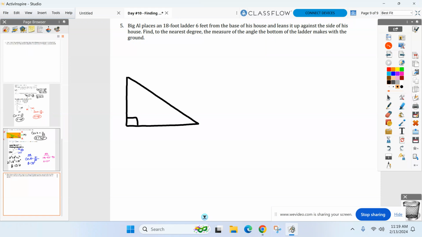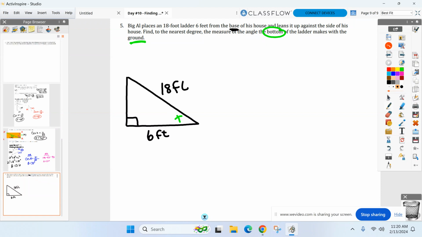All right, so your ladder's leaning, so hopefully you put the 18 on the hypotenuse. 6 feet from the base. I'm trying to tell you, that's from the bottom of the house, right? Down here, 6 feet. And I really laid it on pretty thick about what angle we're trying to find, I hope. Find the measure of the angle. Oh, there's the word at the bottom of the ladder that it makes with the ground. We had a discussion where the ground is. That's where your feet are currently. There we go.